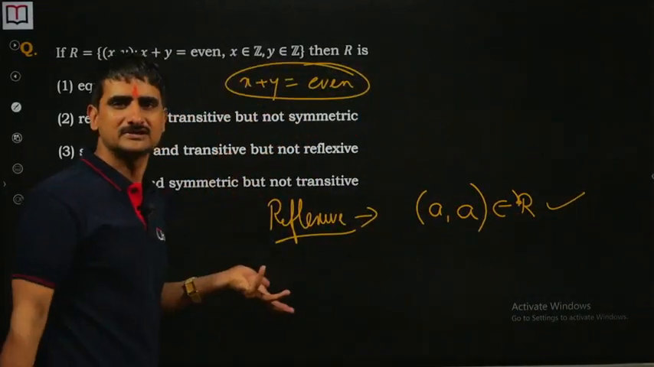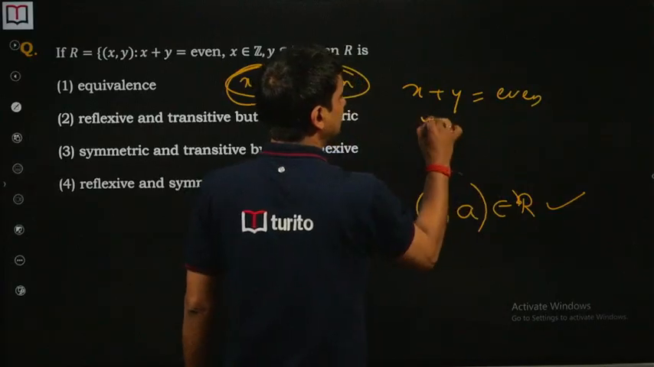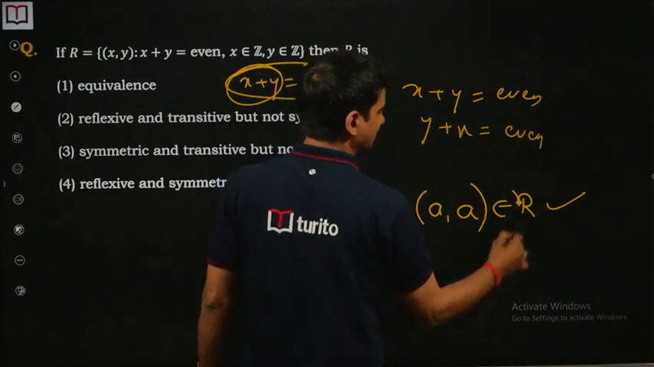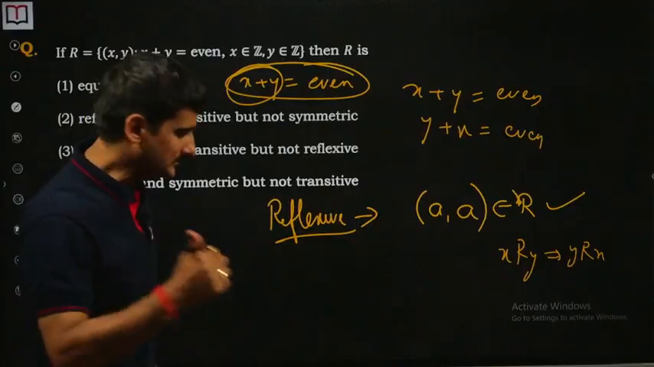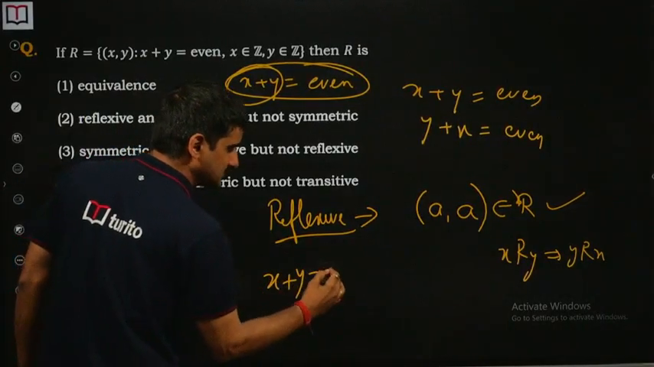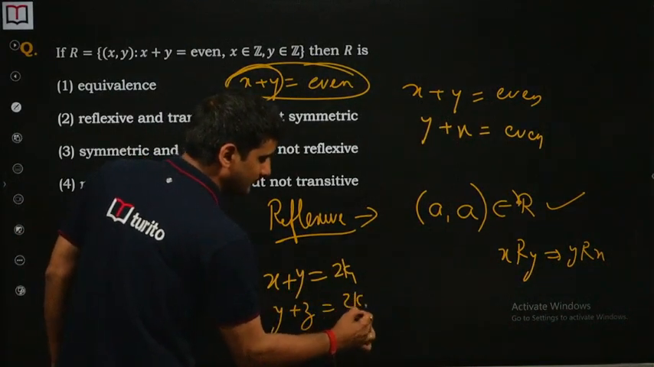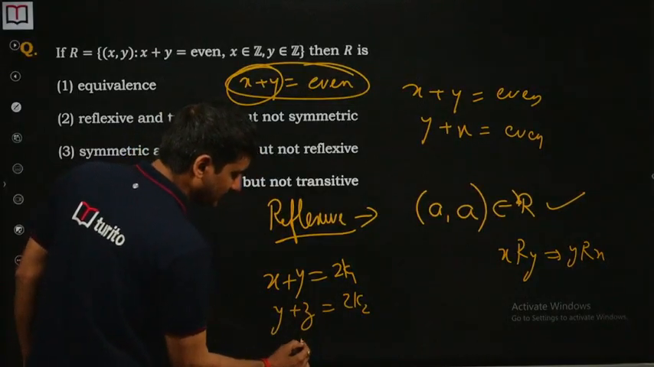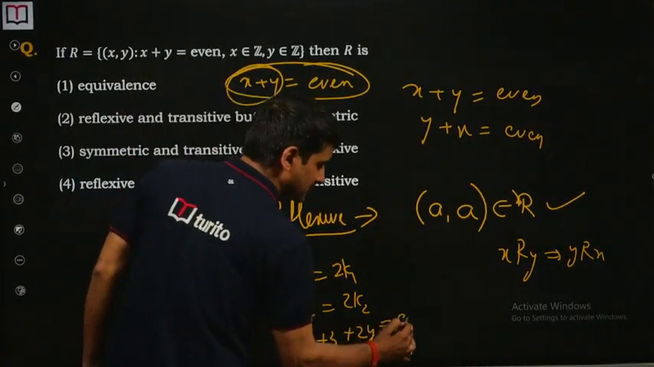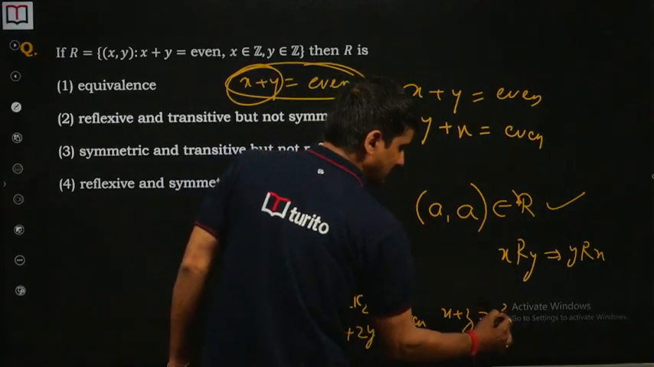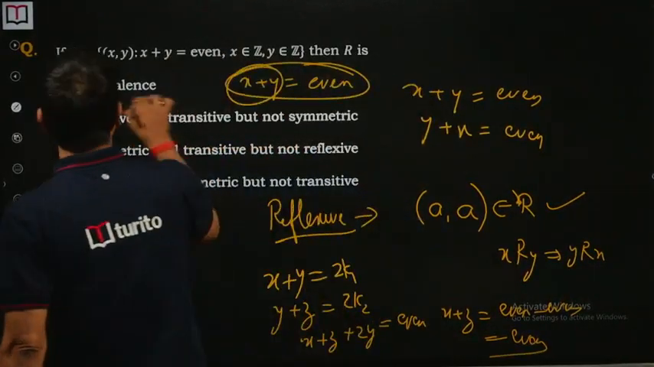Now symmetric for sure it is. Why? Because addition commutes. So x plus y is even is the same as saying y plus x is also even, isn't that? So if x related to y implies y related to x, then we say it's symmetric. And now what about transitive? For transitive we'll say x plus y is even, let's say 2k1, and then y plus z is even, 2k2. Okay, then if we add them, we get x plus z plus 2y, and since y is an integer, 2y is even, and this is even. So x plus z is even minus even, which is even. So that's again an even number. So that means it's a simple equivalence relation.